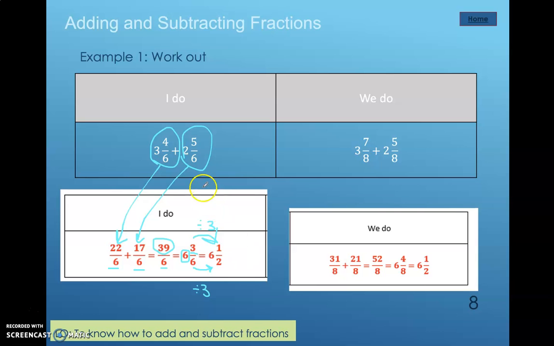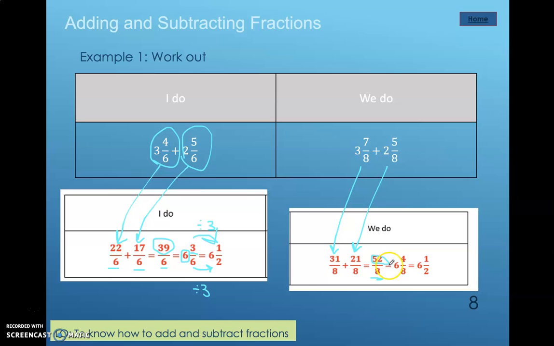Okay, so here we are. Our 3 whole ones and 7/8. The 3 whole ones would account for 8, 16, 24 pieces. Add 7 gives us 31. Our next fraction, the 2 whole ones would account for 8, 16 pieces, plus the 5 gives us 21. We then have to add our numerators together to get 52/8. The denominator stays the same.